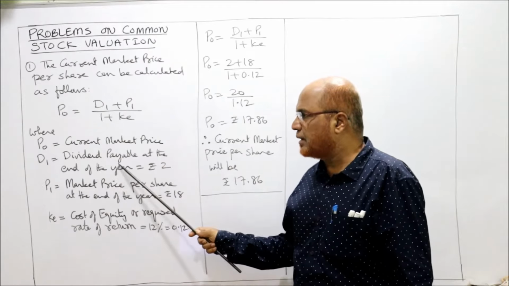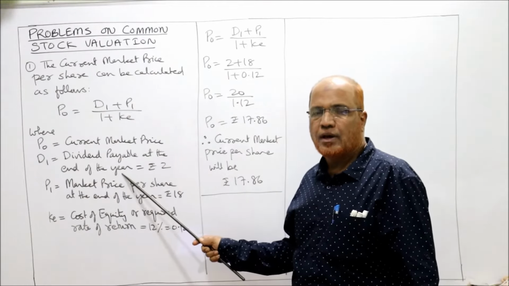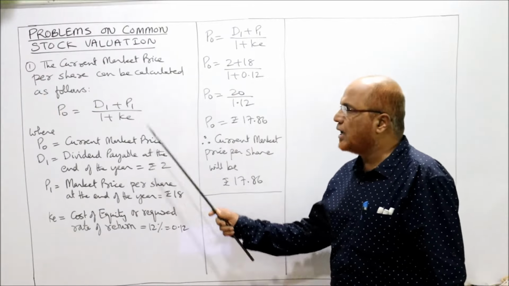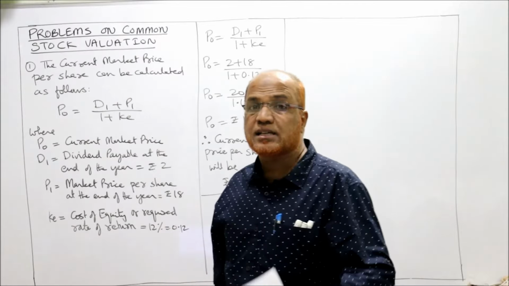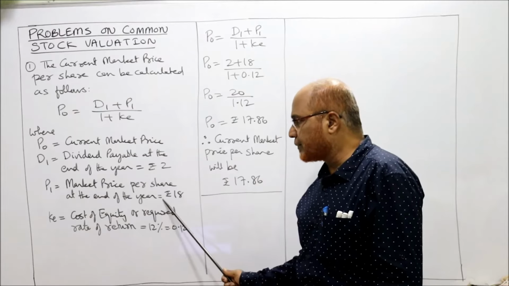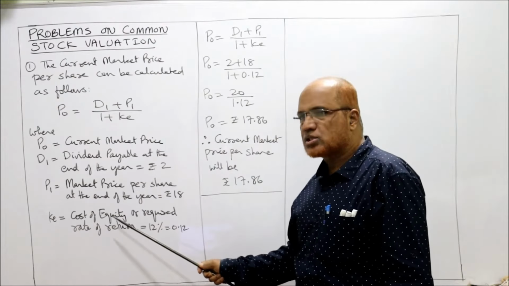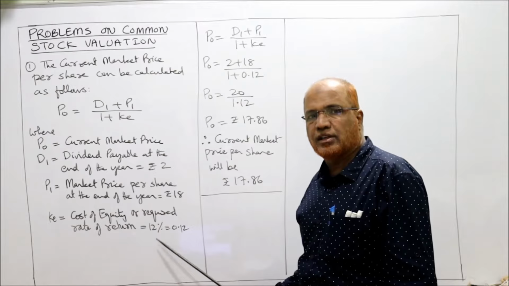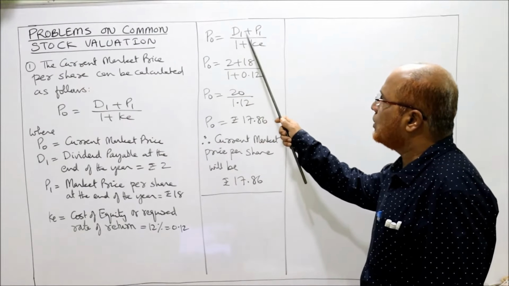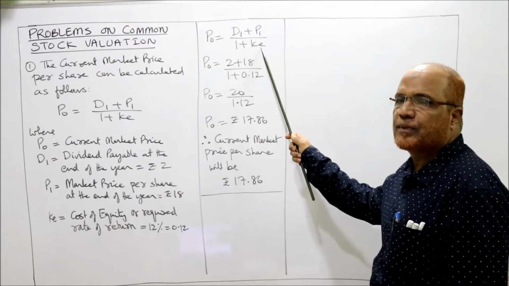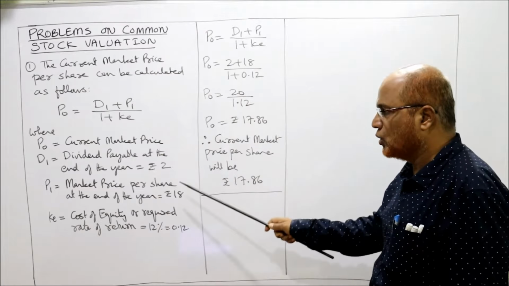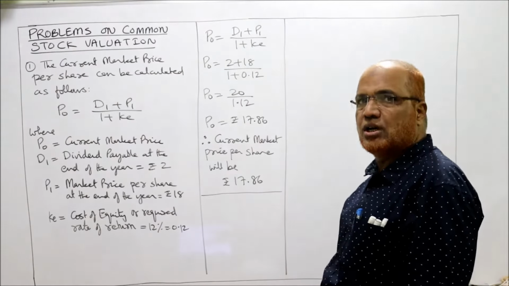D1 is the expected dividend payable at the end of the year. How much is the expected dividend we can get at the end of the year? 2 rupees. And P1 stands for the market price of the share expected at the end of the year. 1 साल के बाद कितना market price हो सकता? 18 rupees. And K is the cost of equity or the required rate of return given in the problem, 12%. Now substituting the values in the formula, P0 is equal to D1 plus P1 divided by 1 plus K. So P0 is equal to D1 2 rupees, P1 18 rupees, K 0.12. 12% का मतलब होता है 0.12.